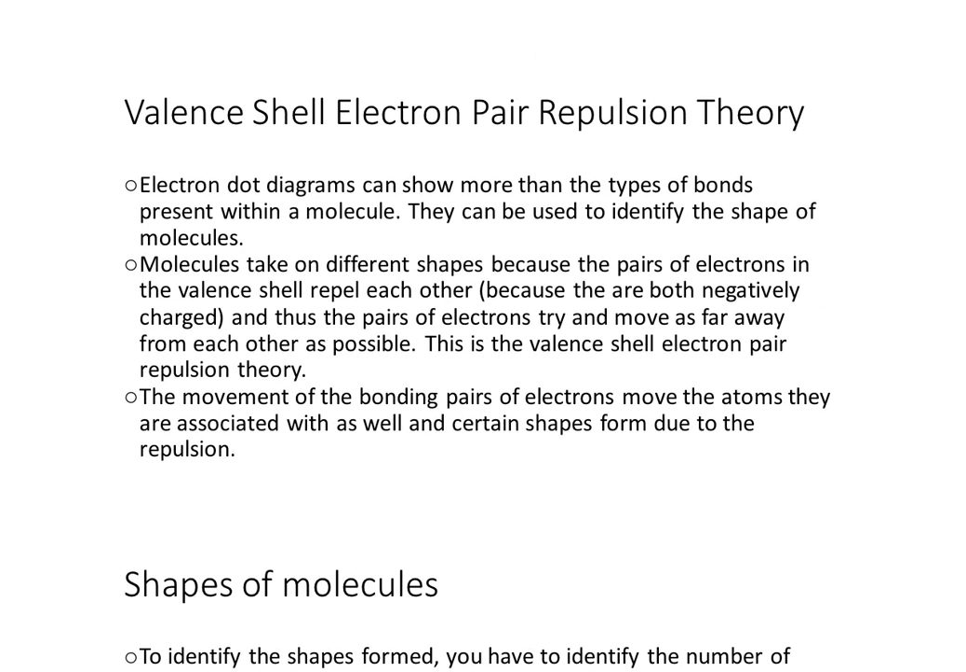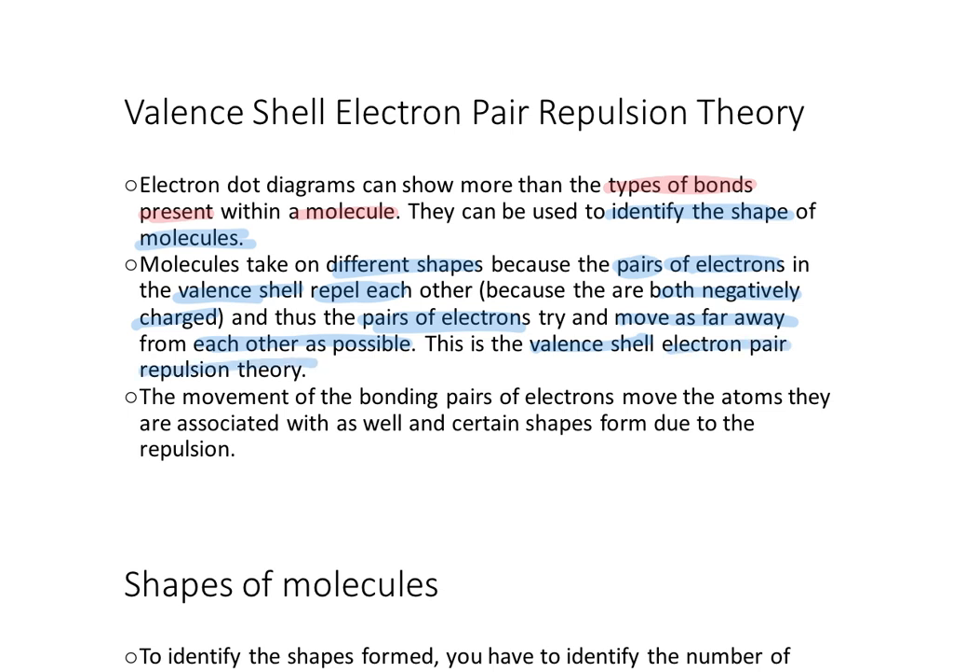So, valence shell electron pair repulsion theory. Electron dot diagrams can show more than the types of bonds present within a molecule, such as double or triple bonds, but they can also be used to identify the shapes of molecules. Molecules take on different shapes because the pairs of electrons in the valence shell repel each other because they're both negatively charged, and thus the pairs of electrons try to move as far away as possible from each other. So this is the valence shell electron pair repulsion theory.